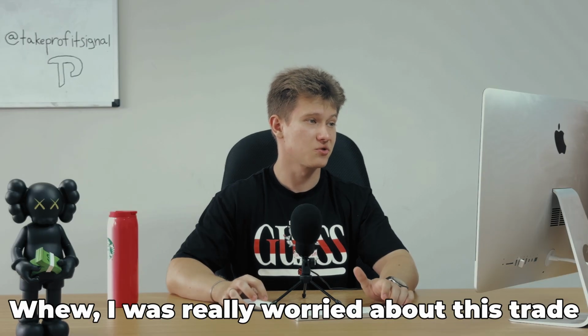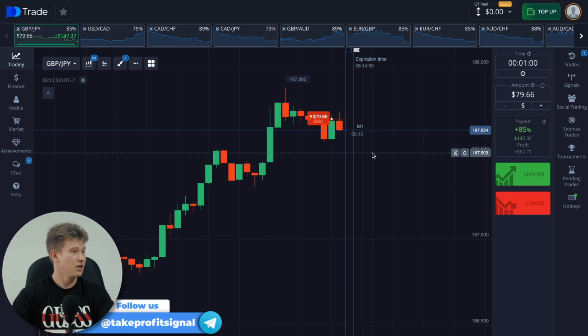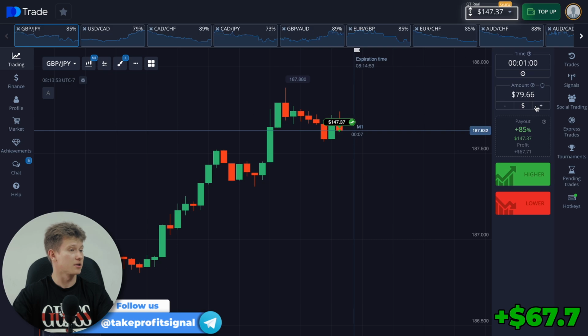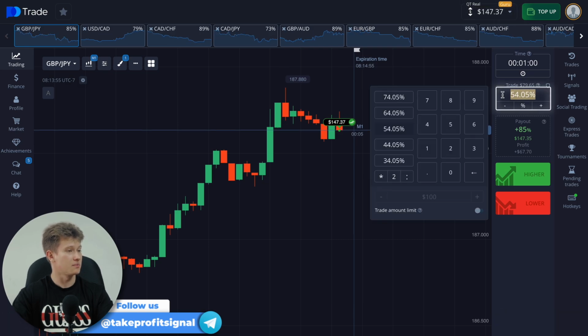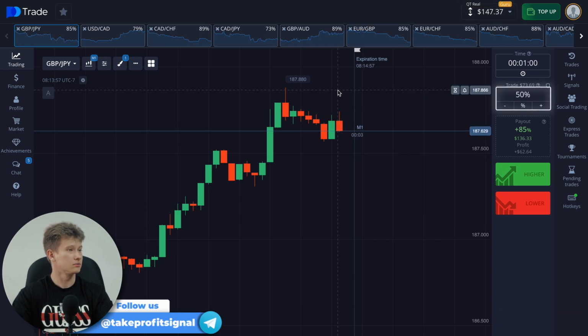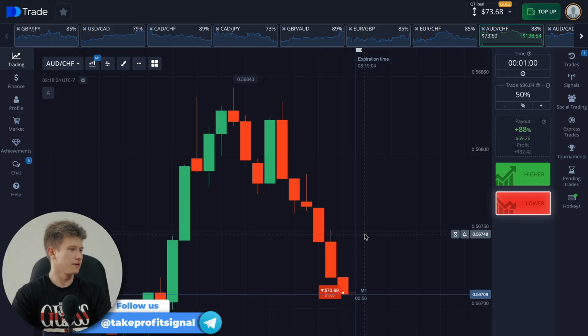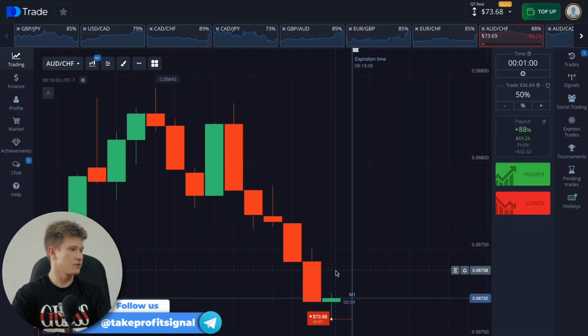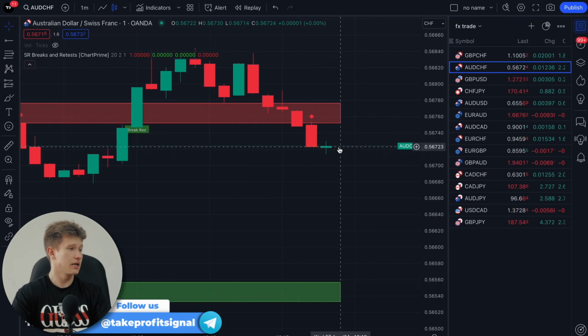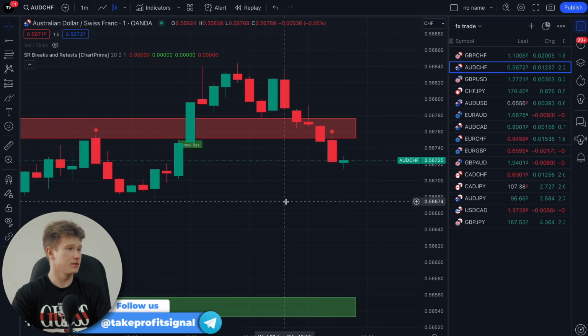Whew, I was really worried about this trade. It's good that we are now closing in the plus side. We are getting our deposit back more, and we can trade on. So, the next signal comes, we try to react to it as quickly as possible, and catch the best entry point.